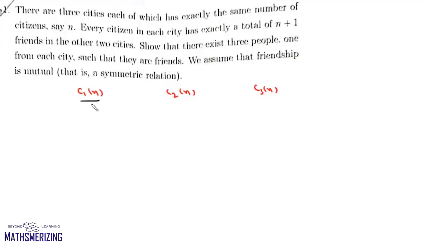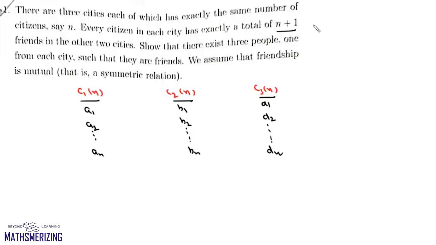Now let the n citizens in C1 be A1, A2, ..., An. For C2, let them be B1, B2, ..., Bn, and for city 3, let them be D1, D2, ..., Dn. Each citizen in each city has exactly a total of n plus 1 friends in the other 2 cities. Now show that there exist 3 people, one from each city, such that they are friends.